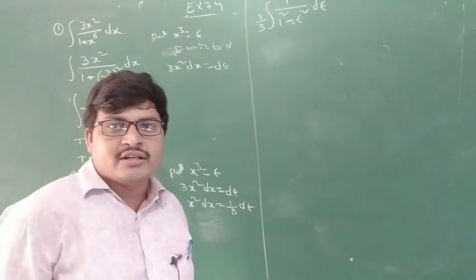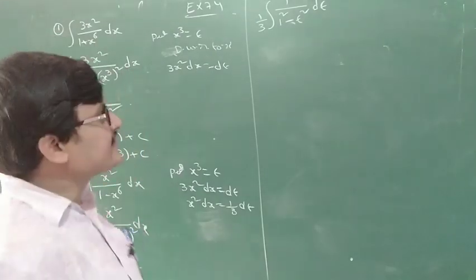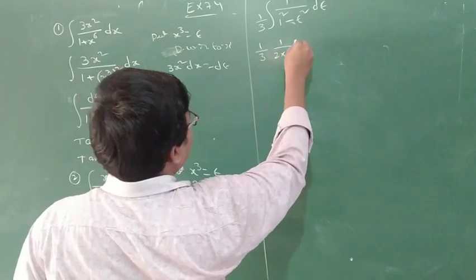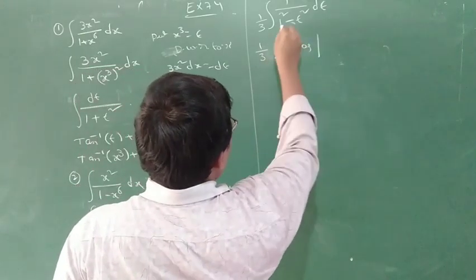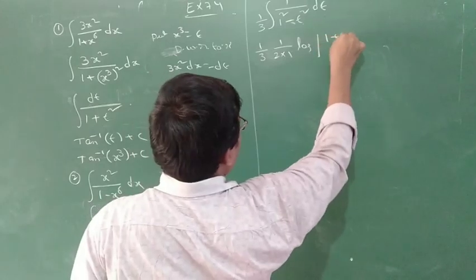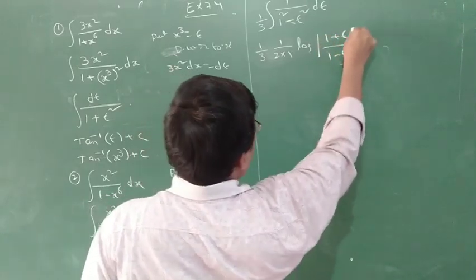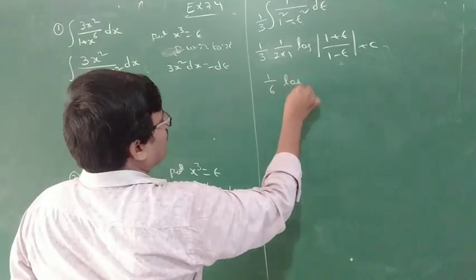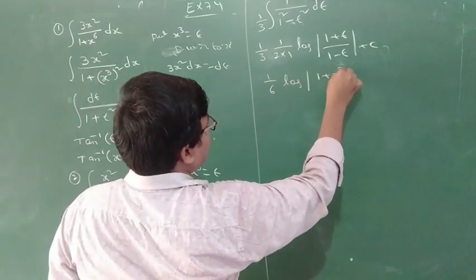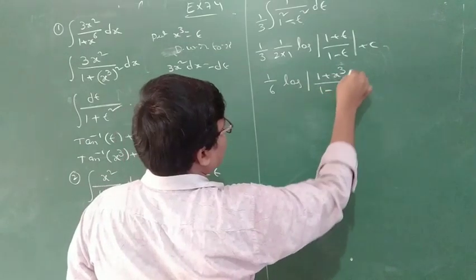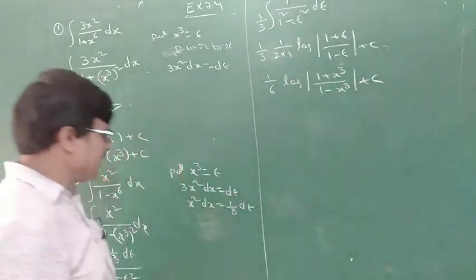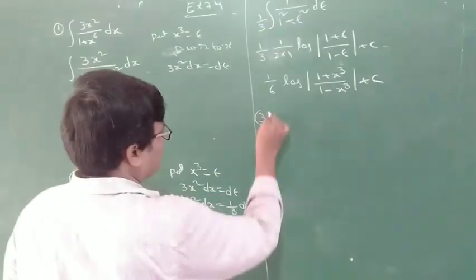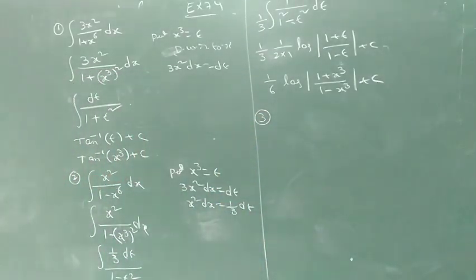That is the formula. Integral 1 by a square minus x square is 1 by 2a into log mod of a plus x by a minus x, plus c. So the answer is 1 by 6 into log mod of 1 plus x cube by 1 minus x cube, plus c. What is t? t is equal to x cube. This is one of the types.